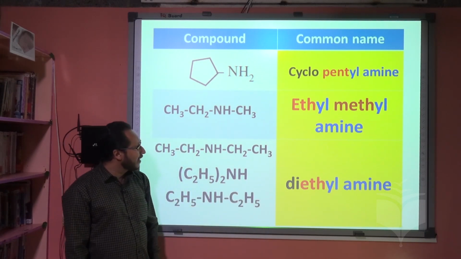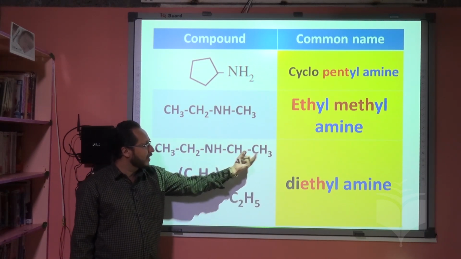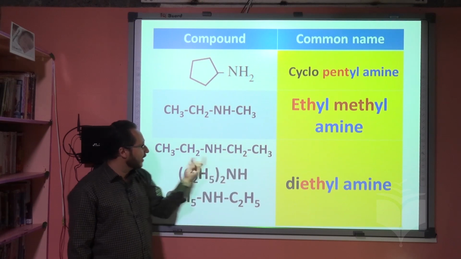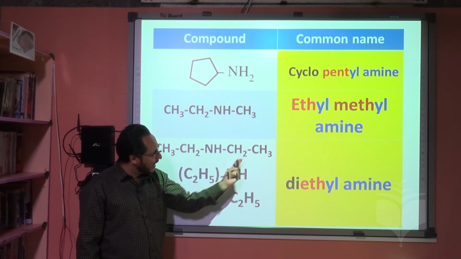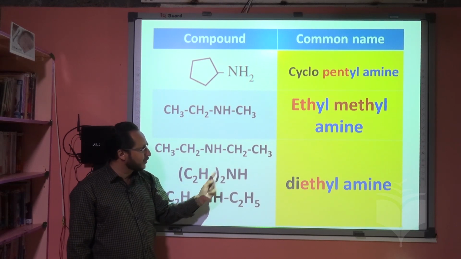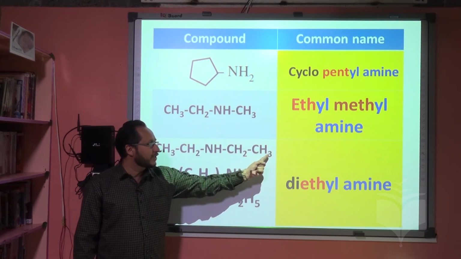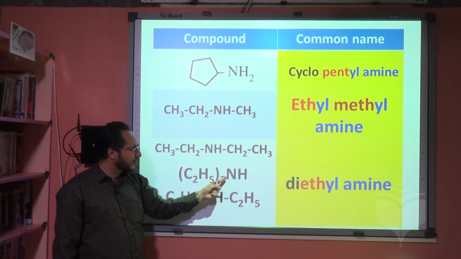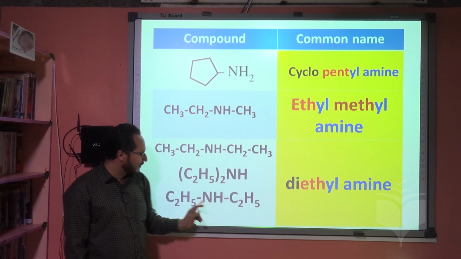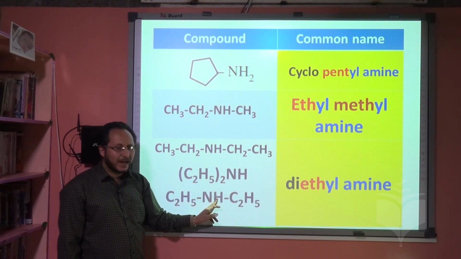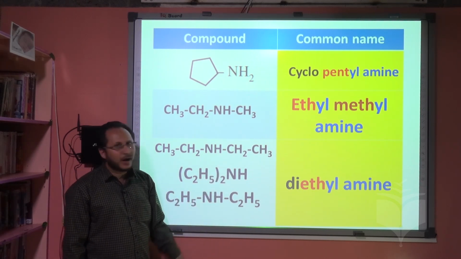By the way, we can write this one, CH2CH3, CH2CH3. You can combine them as C2H5, how many by 2? Then what we have? NH. Or you can write it C2H5, C2H5 and what? And NH. So they are the same.